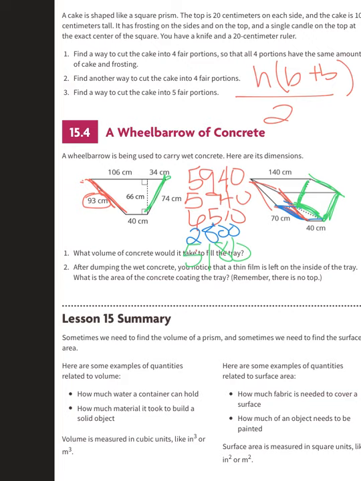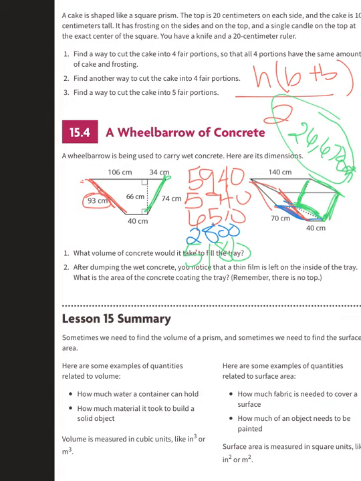1,940 plus 6,510 for the left side of the wheelbarrow, plus 2,800 for the bottom, plus 5,480 for the right side. We get 26,670 centimeters squared, because we're talking surface area. Okay, and that's it. So there's nothing new.